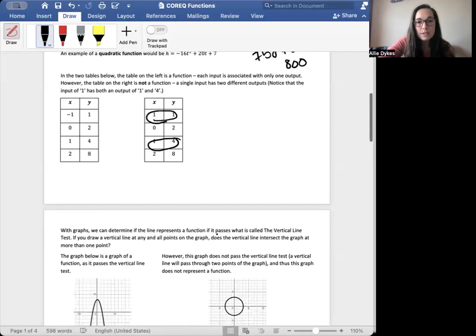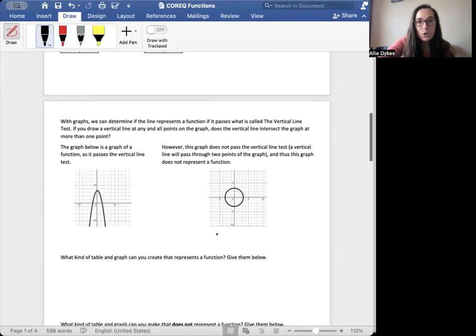I'm going to scroll down. Graphically, we use something that's called the vertical line test to check for a function. Vertical line, straight up and down. Can I draw a vertical line anywhere on the graph and have it only cross in one place? For this graph on the left, yes. So the graph on the left is a function. For this graph on the right, which is a graph of a circle, if I draw a vertical line, it crosses in 2 spots. And so for the circle, everywhere I draw a vertical line, it crosses in 2 spots. So it's not a function.